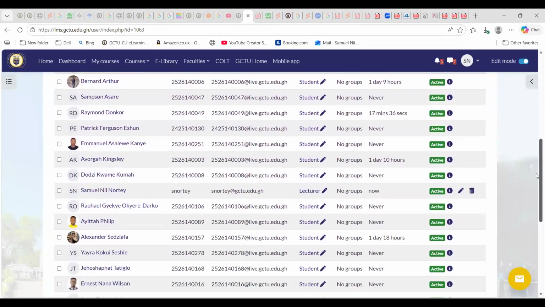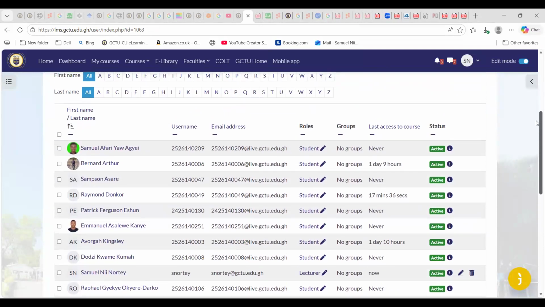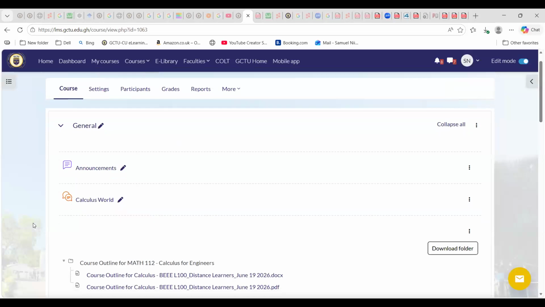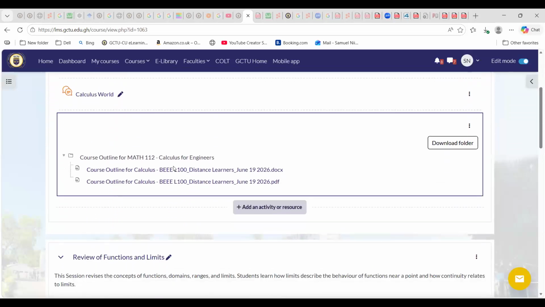But some of you have not been here yet. Okay, so this is the page. I have placed the course outline. This is a course outline.